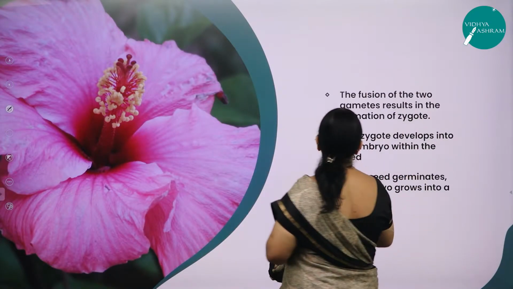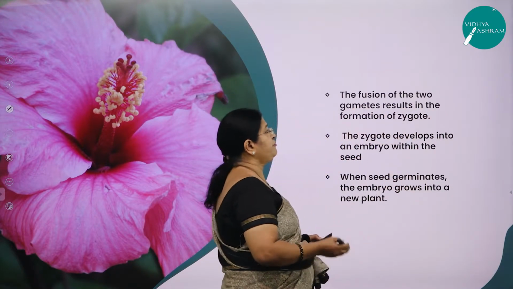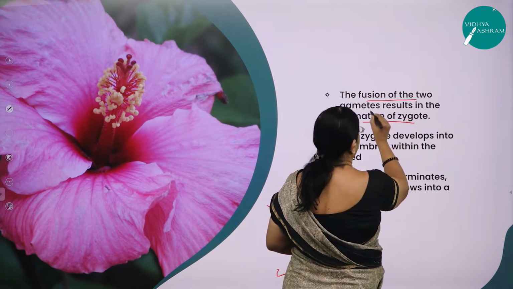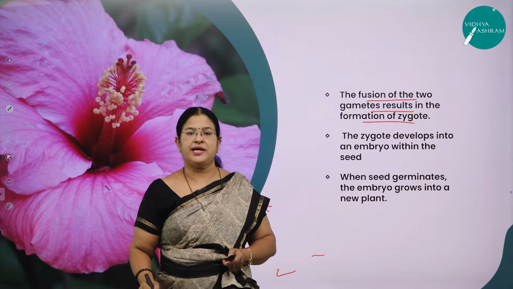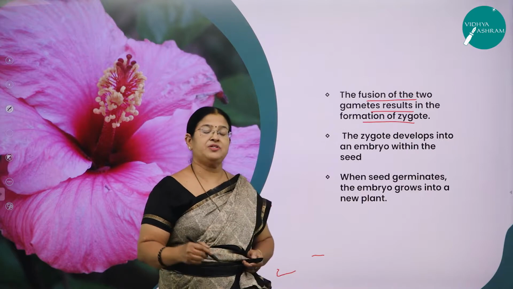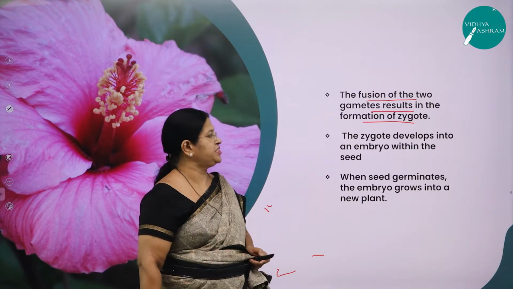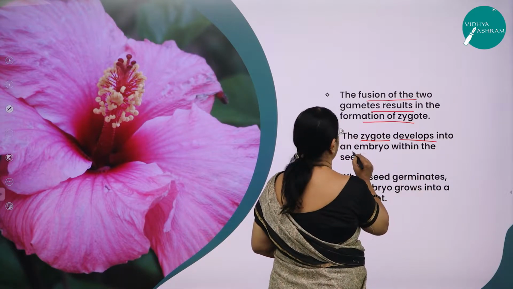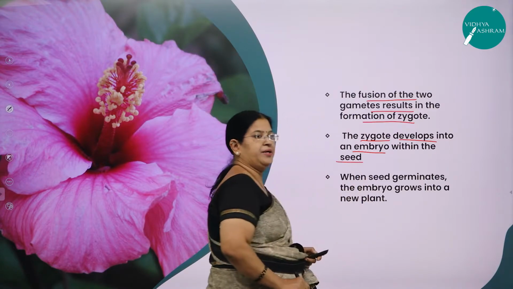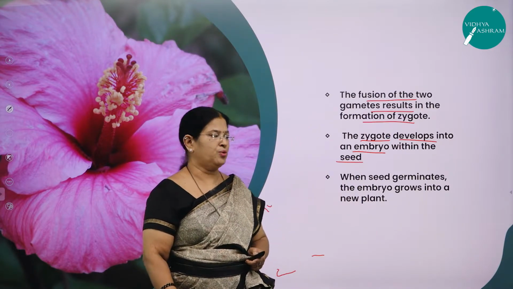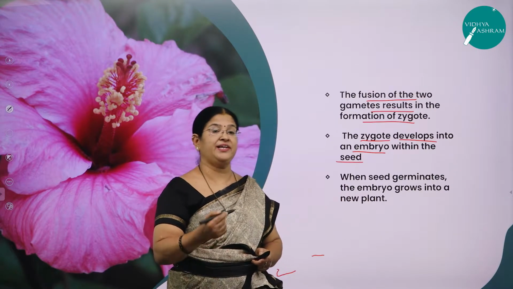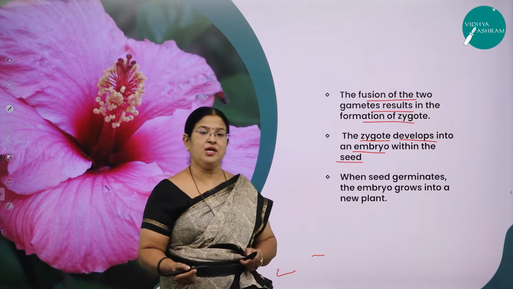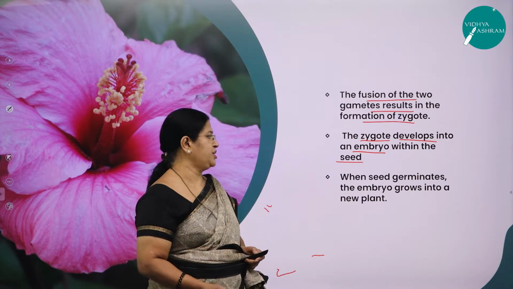Now, moving on to the next part of this concept, the fusion of the two gametes, as I said, results in the formation of a zygote. As I said, zygote is nothing but a diploid cell which will undergo a series of mitotic cell divisions to become a multicellular embryo. That zygote develops later into an embryo within the seed. It's a very important concept to be noted. As I said, flowers are the fascinating structures of an angiosperm plant. They are the fascinating structures, or they are the modified shoot meant for sexual reproduction.